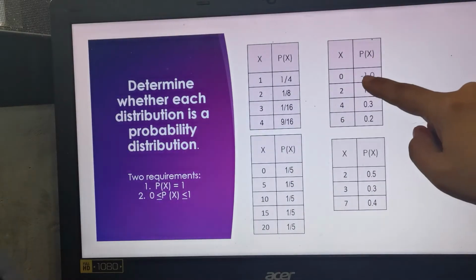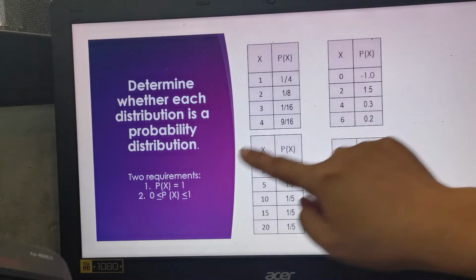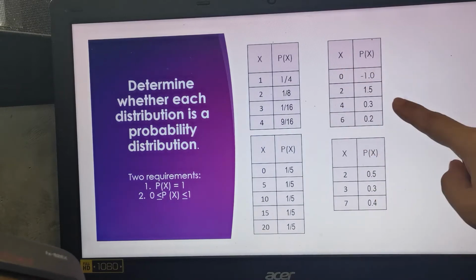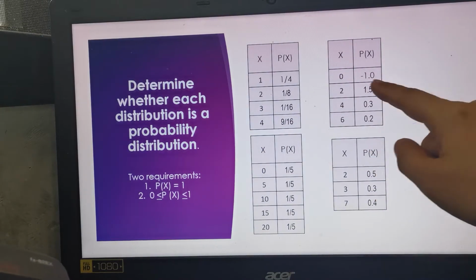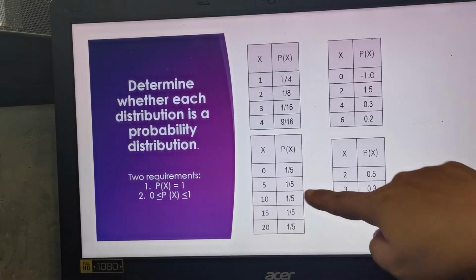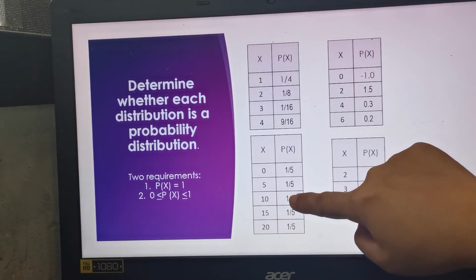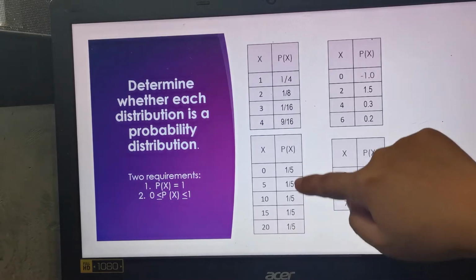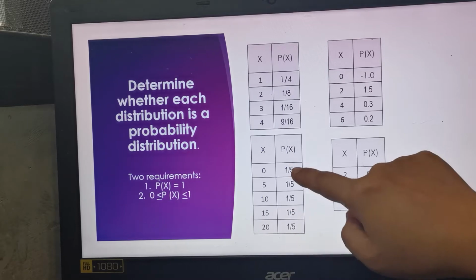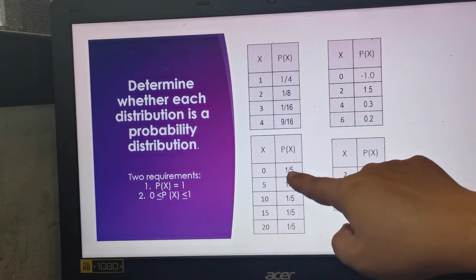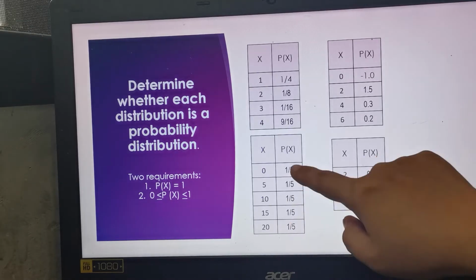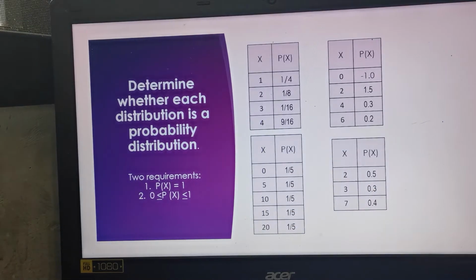How about this one? O, ito, nakita na natin na negative siya, so, ito, hindi niya na-meet yung second requirement natin, therefore, it is automatically out of the game. It is automatically not a probability distribution. Okay? How about this one? So, 1 plus 1 plus 1 plus 1 kasi pareho-pareho naman yung kanyang denominator. So, 1, 2, 3, 4, 5. So, that is equal to 1. The probability of x is equal to 1. And the probability of each outcome is less than 1 but greater than 0. Therefore, this is a probability distribution.